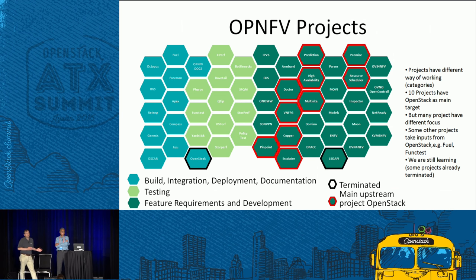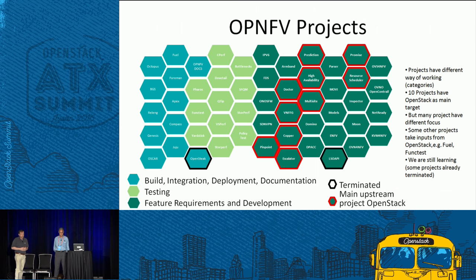So OPNFV is structured into different projects, and these projects are very different in nature, because OPNFV provides these different dimensions of things to the community. On the left side, these blue hexagons stand for projects that are working on integration, deployment or documentation, so all this infrastructure part. The light green ones in the middle are testing projects. They concentrate on creating test cases, making them run, doing performance testing or defining benchmarks. Everything connected with testing is done there.